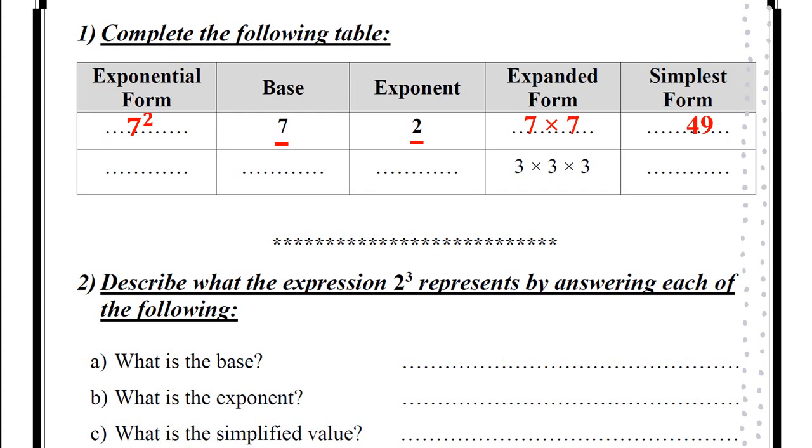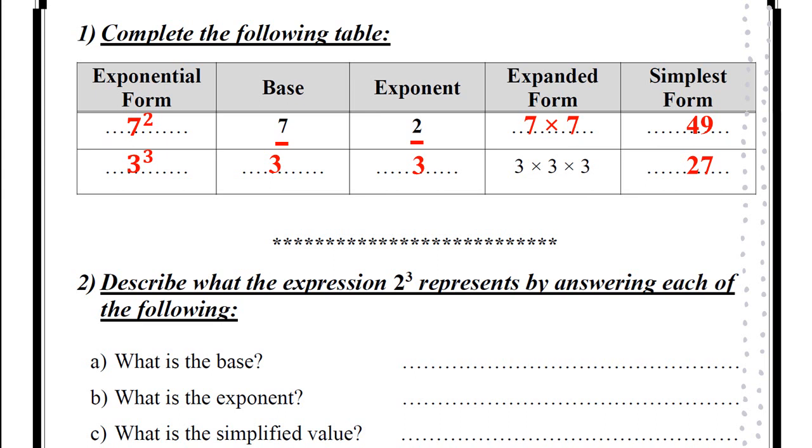Here I have 3 times 3 times 3. It means that it's written in the exponential form with the base 3, and it's repeated 3 times, so it's to the power 3. So it's 3 to the power 3. Here the base is 3 and the exponent is 3. The simplest form, here 3 times 3 times 3 equals 27.